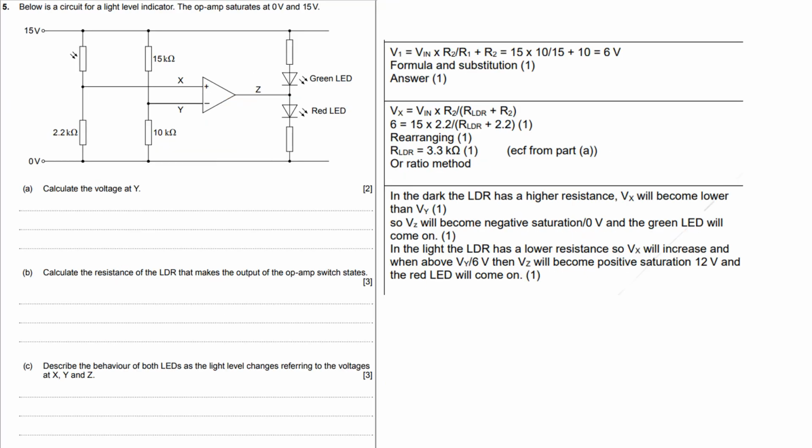Okay, some nice easy ratios. I've left the answers up there, but just to show you how to do it mathematically, the voltage at Y is the voltage there. So there's going to be 10 lots of the total, 10/25 of 15. Okay, 6 volts.